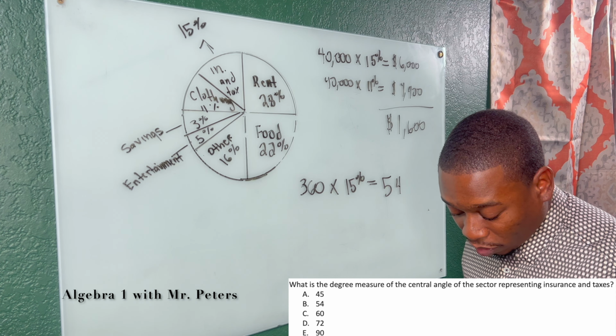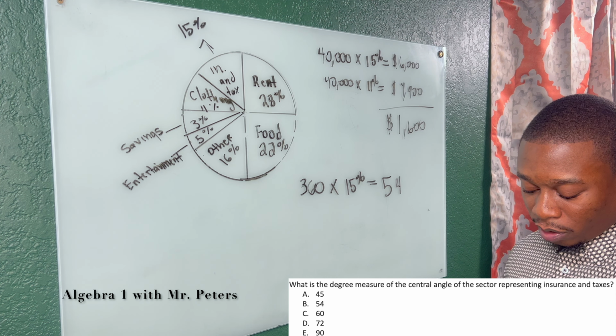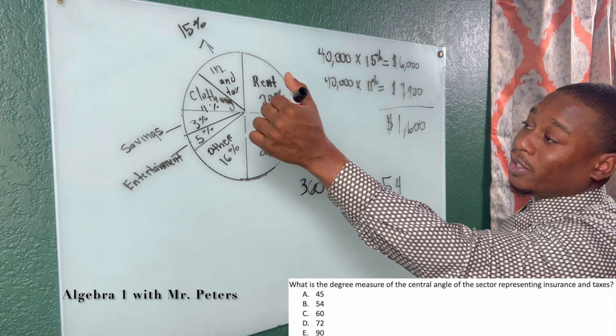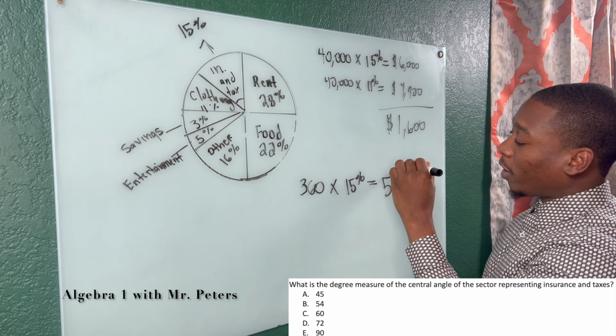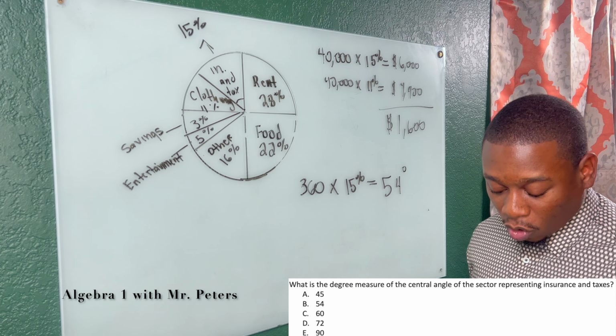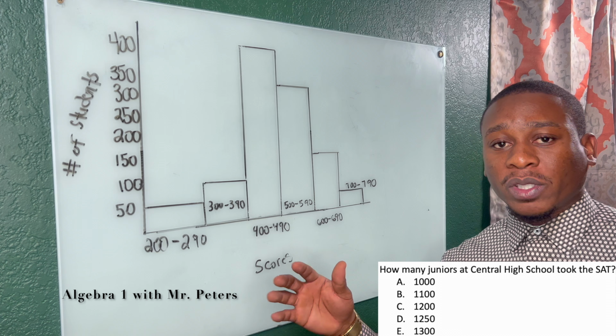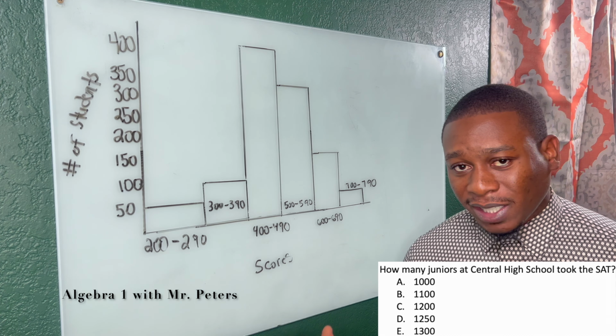So if we're trying to figure out what is the degree measure of the central angle of this sector for insurance and taxes, right? This angle right here, we know that it's going to be 54 degrees, which should be letter choice B. Next problem, guys, we're dealing with juniors and their SAT scores.